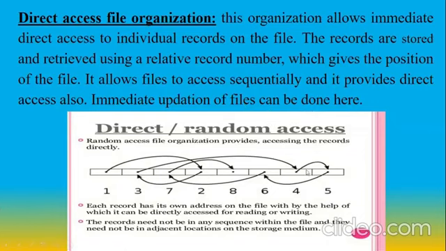It is also known as the random access method. In this random access file organization, it provides access to the record directly, and each record has its own address on the file, with the help of which it can be directly accessed for reading or writing. The records need not be in any sequence within the file, and they need not be in adjacent locations on the storage medium.